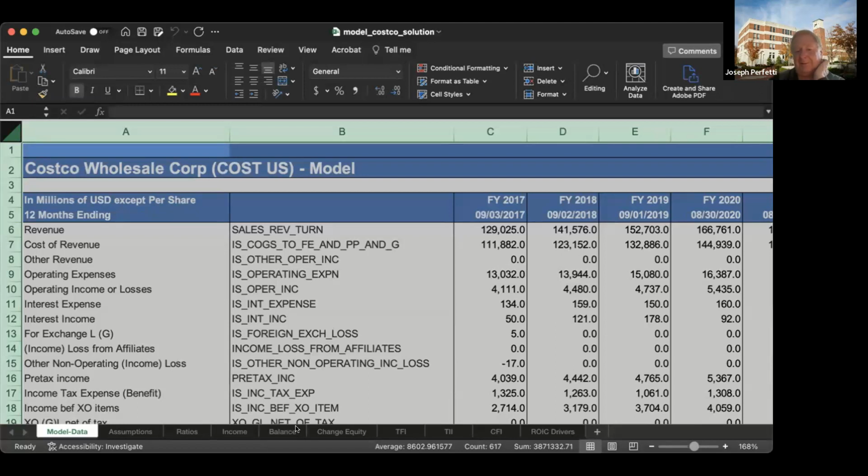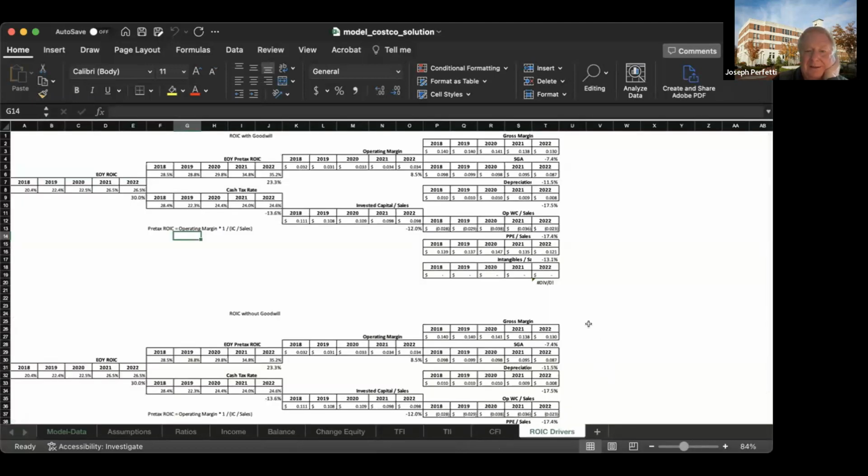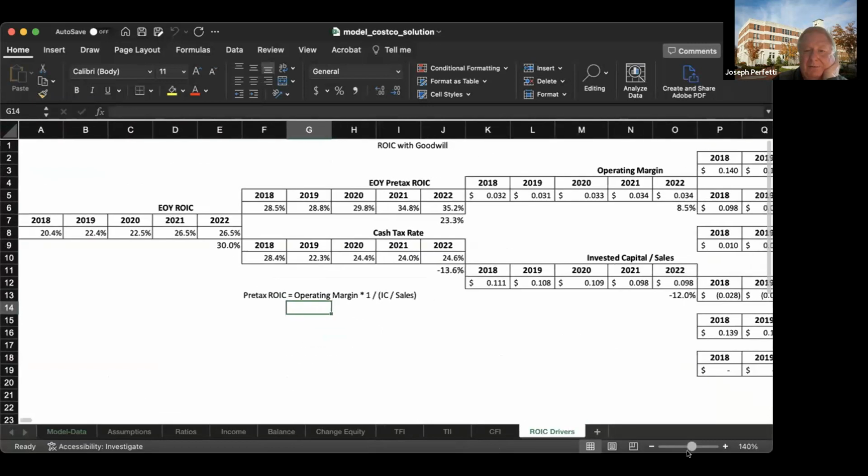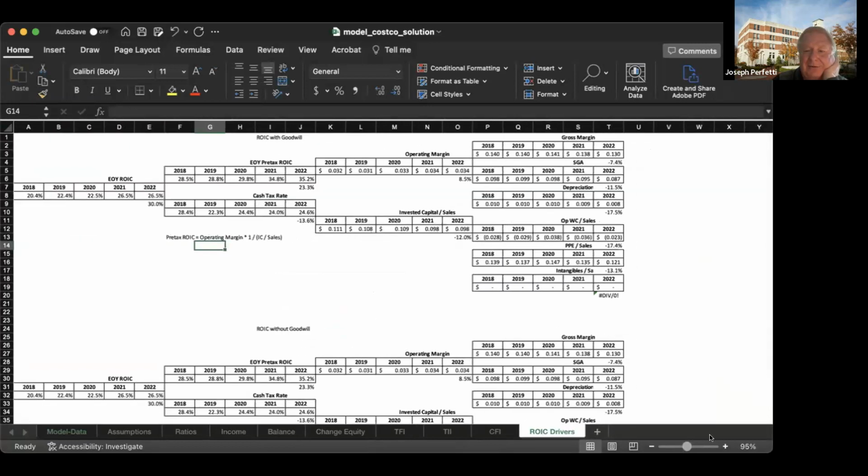All right, so let's talk about Costco. So back to Costco and our model over here. You should have created the top half of this tree as part of your homework for this week. And one of the reasons why I asked you to do Costco is, as you were building the ROIC tree off of your TFI and TII, you should have used the operating data.